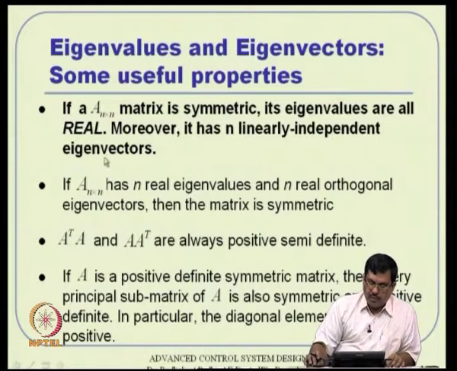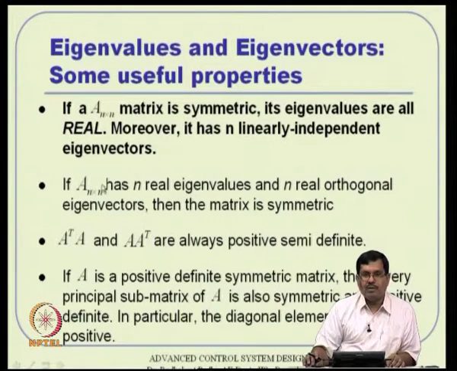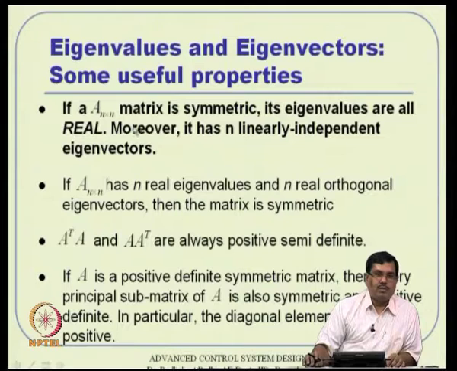And the next big property is: if a square matrix has n real eigenvalues and n orthogonal eigenvectors, then the matrix is guaranteed to be symmetric as well. That means this property is actually a converse of the previous property. Whatever you see there, if a matrix is symmetric, then the eigenvalues are all real and it has n linearly independent eigenvectors. The converse tells us that if a matrix has n real eigenvalues and n orthogonal eigenvectors, remember these are not necessarily linearly independent eigenvectors only, they have to be orthogonal as well, then the matrix is guaranteed to be symmetric. That is the converse theorem actually.